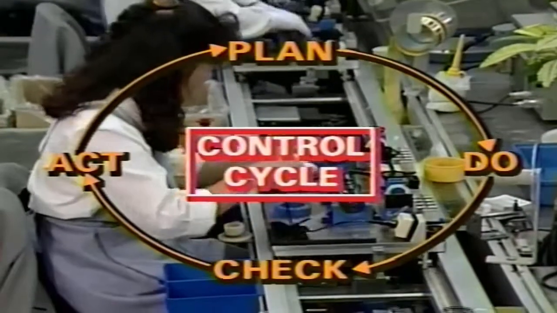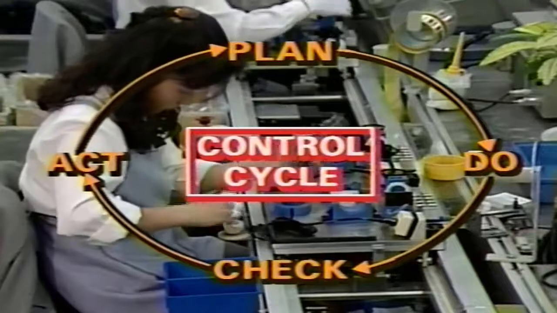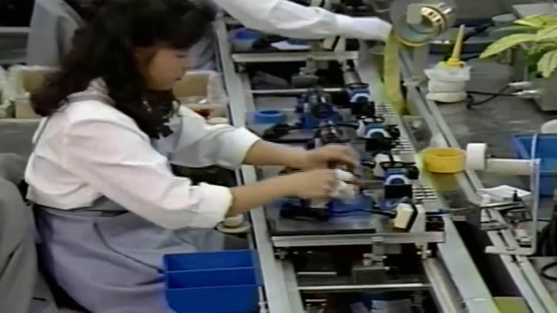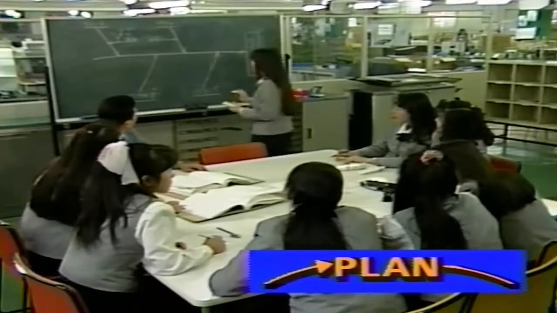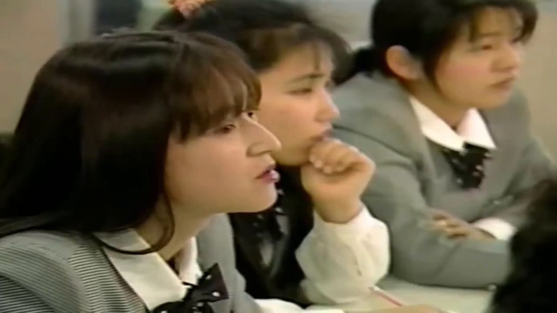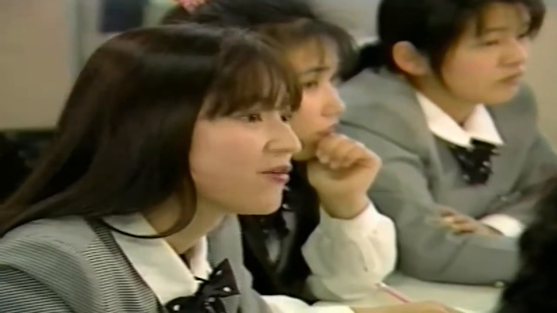The next step is to go through the PDCA control cycle: plan, do, check, act. In the plan stage, you should list up the possible factors causing short stoppages and make the problem points clear, so that necessary countermeasures will become easier to formulate.